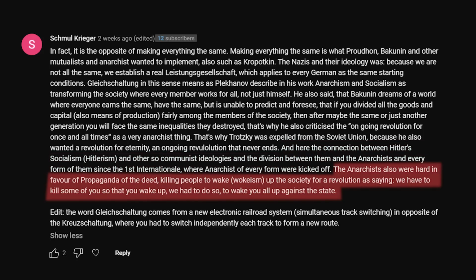The anarchists also were hard in favour of propaganda of the deed, killing people to wake up the society for a revolution, as saying, we have to kill some of you so that you wake up. We had to do so, to wake you all up against the state.